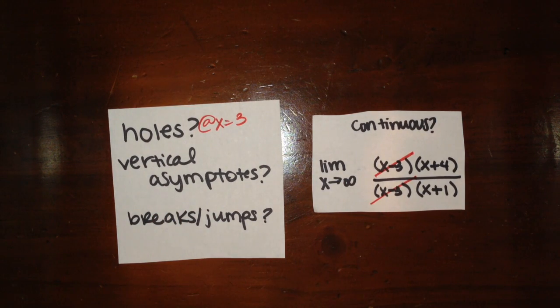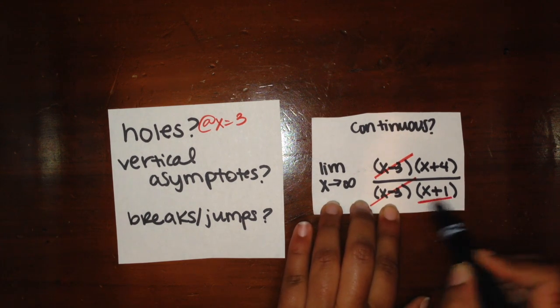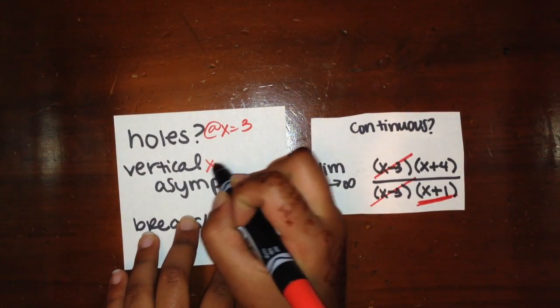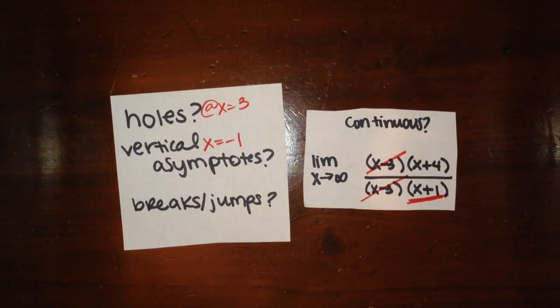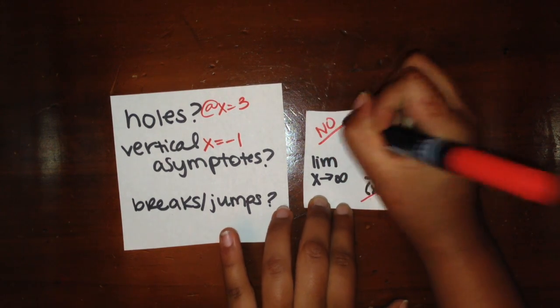But we can also go on to look at our vertical asymptotes, and we can see here that we have x plus 1 in the denominator, which means yes, we're going to have a vertical asymptote at x equals -1. And so since we have holes and vertical asymptotes in this equation, we can say that no, this equation is not continuous.